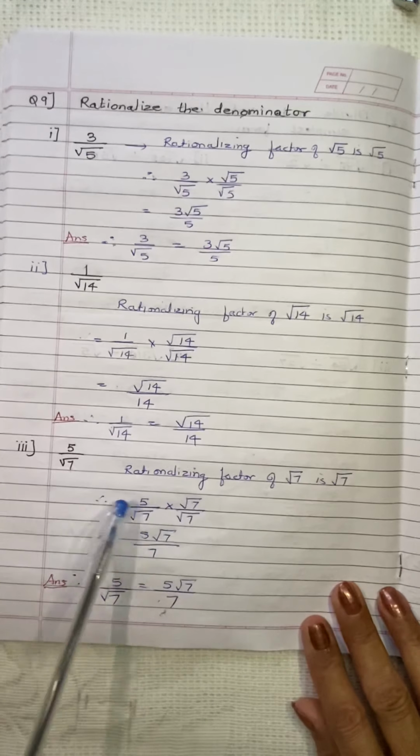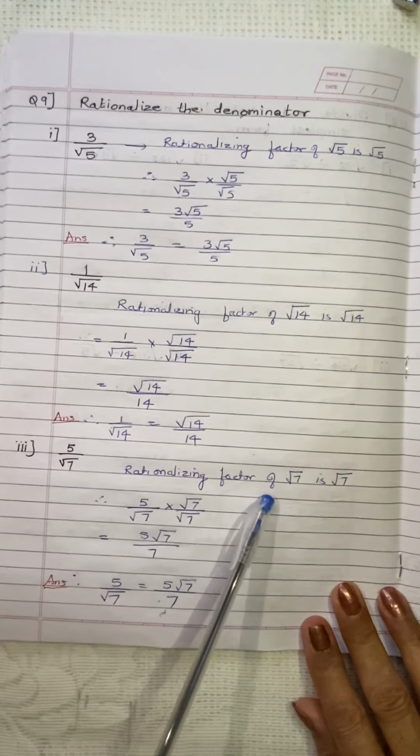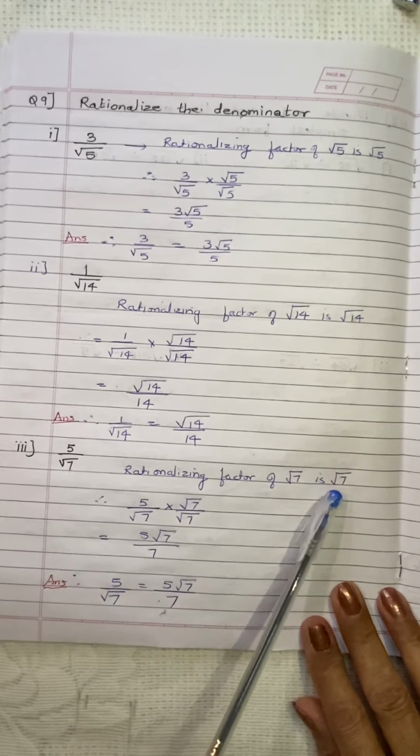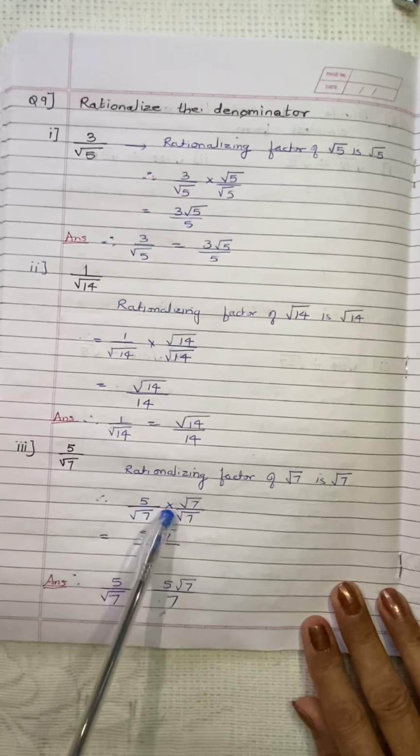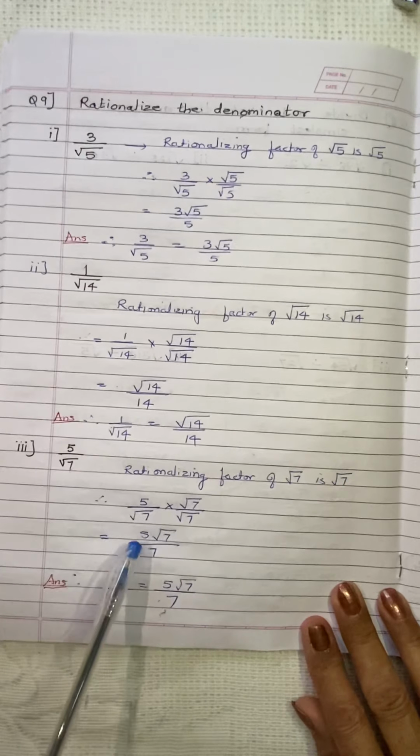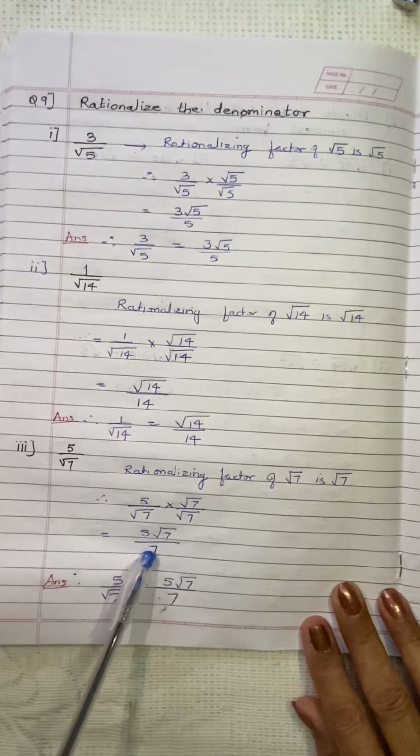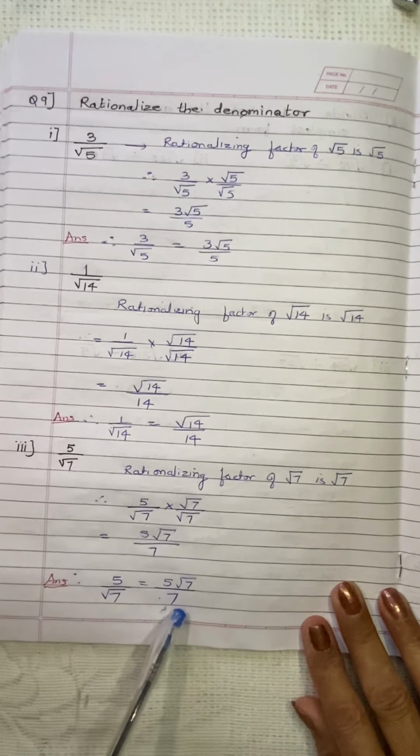Third sub question, rationalizing factor of root 7 is root 7. So 5 upon root 7 multiplied by root 7 upon root 7. So 5 root 7, root 7 into root 7 is 7. So the answer is 5 root 7 upon 7.